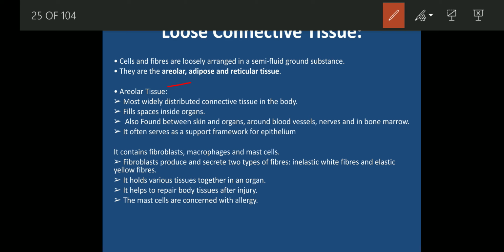First of all, let us see the areolar tissue. This tissue is also called packaging tissue. Keep in mind, areolar tissue is also called packaging tissue. Why? Because it is a type of tissue which is found in all the organs. Whatever organs are made, they will have some specific cells within them, but they will require some tissue, some cells to fill up the space. So the areolar tissue is utilized for filling up the space, and hence we can say it is used for packaging.